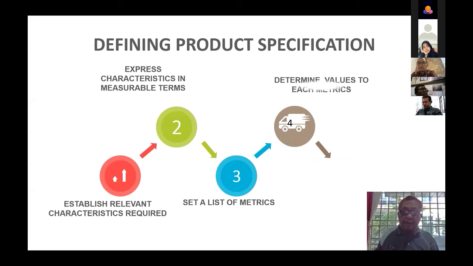The fourth is determining the values. Okay. What are the values of this metric? Before this, I told you that you need to put numbers, right? Okay, now you need it to be exact. 35.5 cm, for example, right?